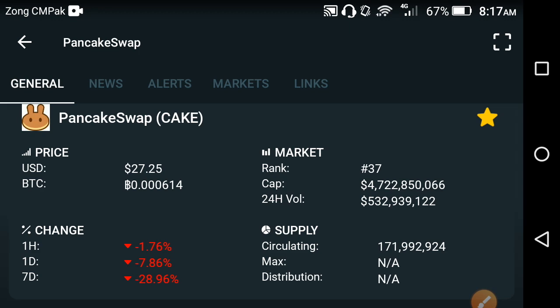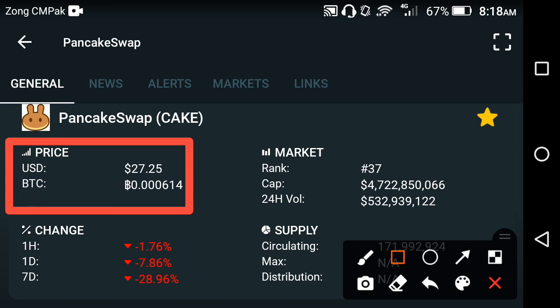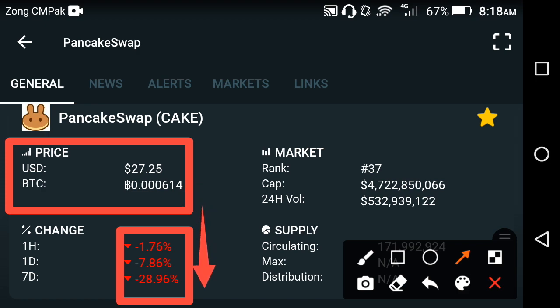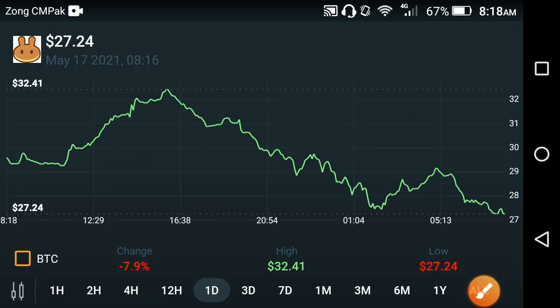So the current price of PancakeSwap, the CAKE token, as you can see here, is 27.25 USD. On the other side, if you look, the price in PancakeSwap over the last 1 hour, the last 1 day, the last 1 week is going negative, friends. The price is going down every time: the last 1 hour, the last 1 day, the last 1 week. So now why is it falling, what's the reason behind it, and what is the next move when the price becomes positive again? Let's see the price chart for more details and what's going on this time in PancakeSwap.